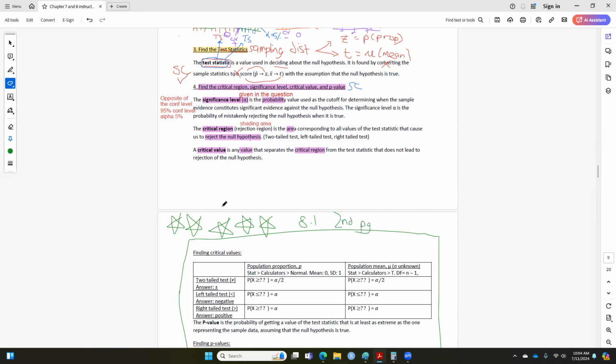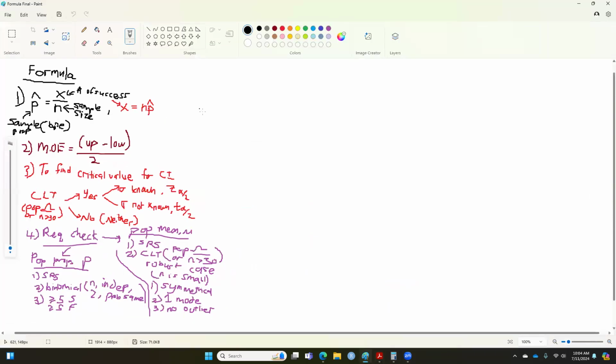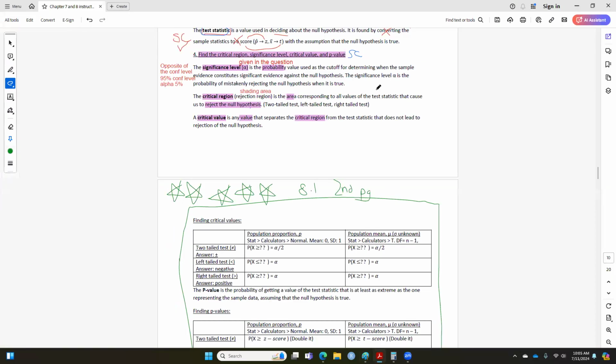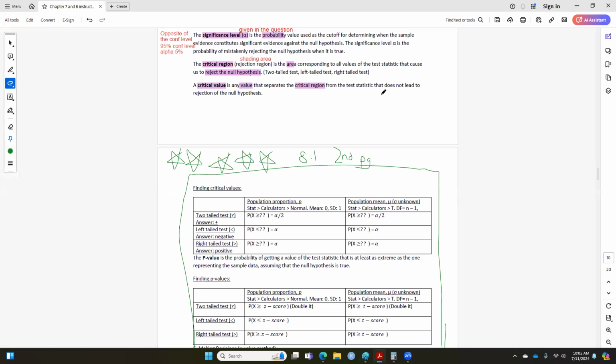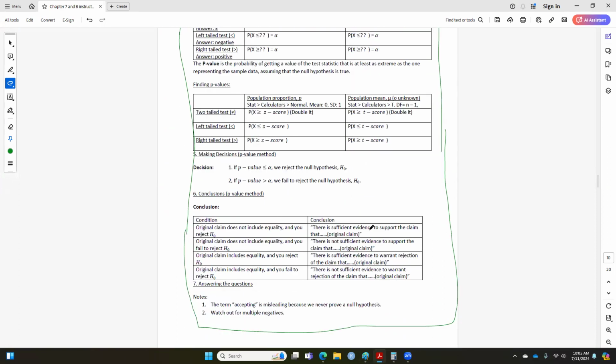So I'm going to add another one. We are adding quite a few things here. This 8.1 second page that I mentioned, which is the one I drew in green here, is so important: finding critical values, finding p-values, and the conclusion.